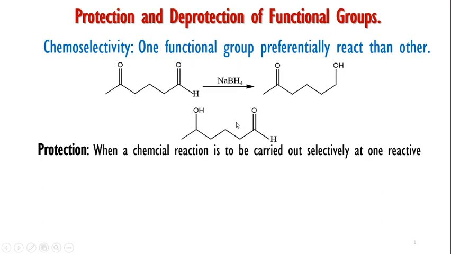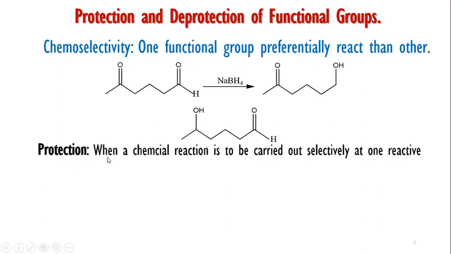But I want the product like this, so I do the protection over this aldehydic group, and we stop the reactivity of this aldehydic group temporarily. This is the first step, that is called protection. Then we do the same reaction, the reduction with NaBH4, which is easily carried out over this ketone, and we get our desired product like this.